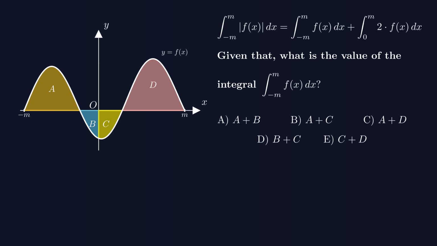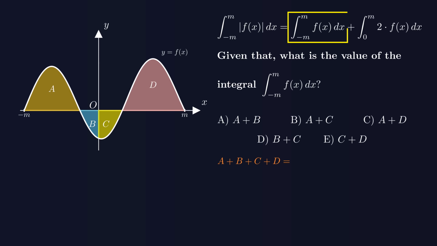Alright, we'll do a bit of algebra here. First, take a look at the integral that includes the absolute value of the function. This expression represents the total area under the curve from minus m to m, regardless of whether the function is above or below the x-axis. So even the regions B and C, which are below the axis, contribute positively. In other words, this is equal to A plus B plus C plus D.